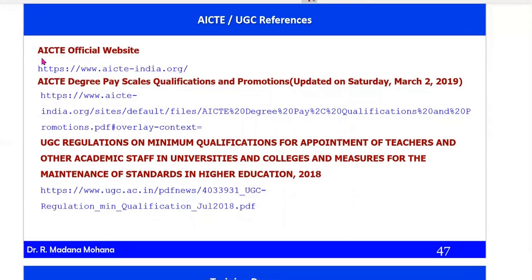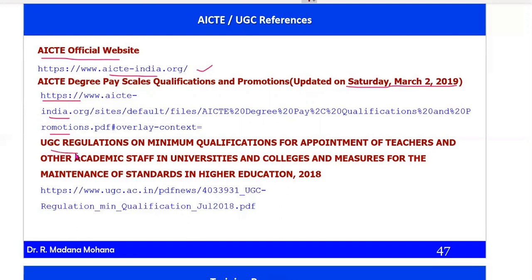AICTE UGC references. This is the AICTE official website, www.aicteindia.org. The 2019 revised regulations, updated in March 2019, will be available on the AICTE website under the bulletin board. The direct link is given. You can copy this link and open it in any browser, and the direct PDF will be displayed.